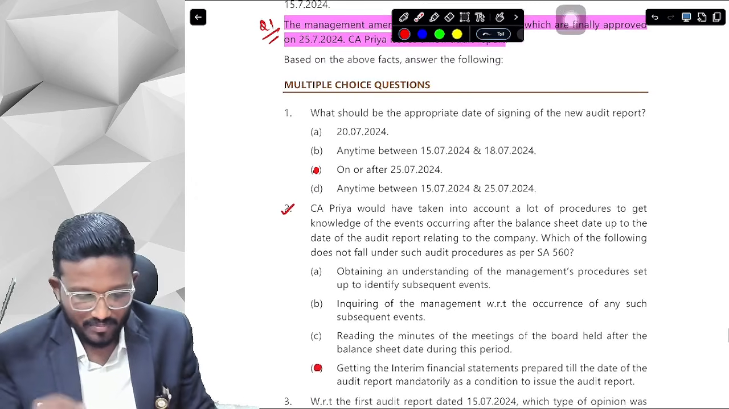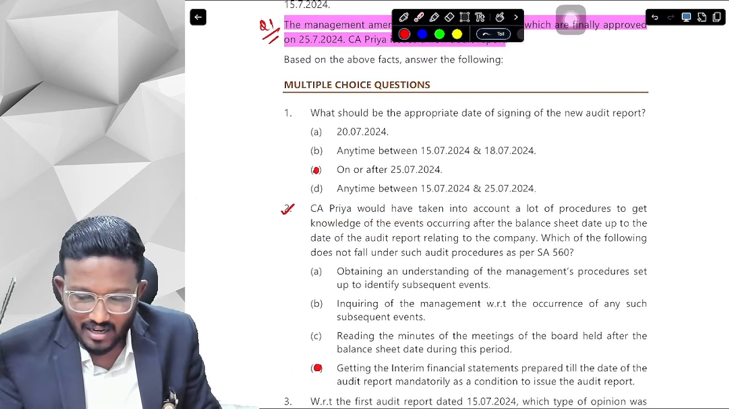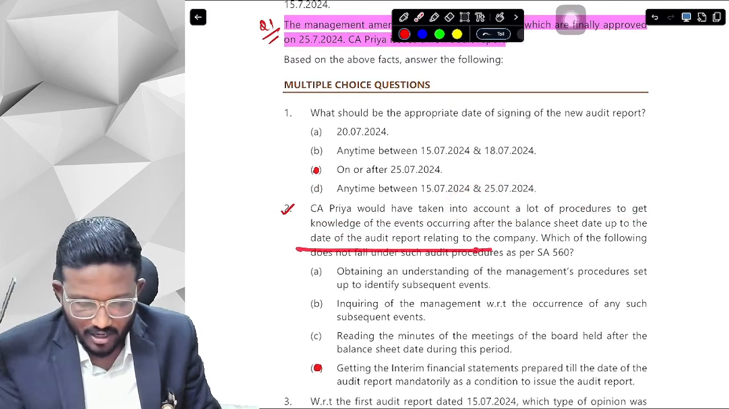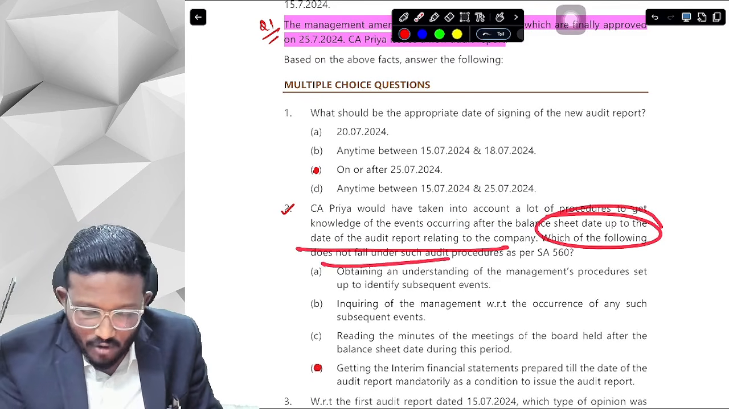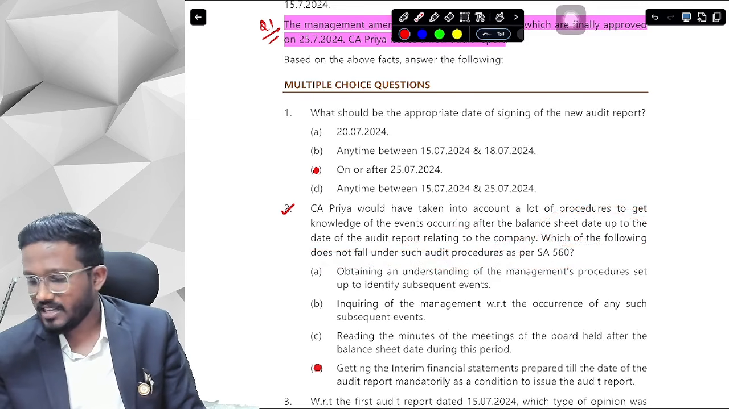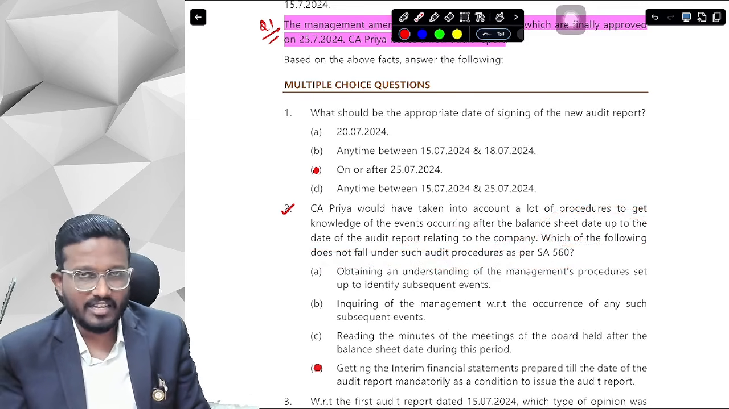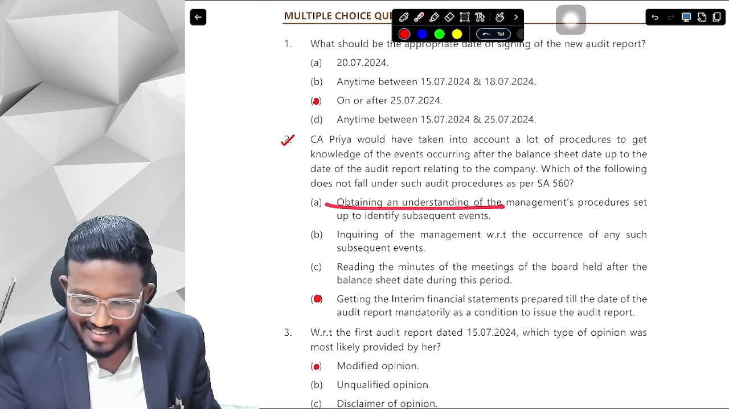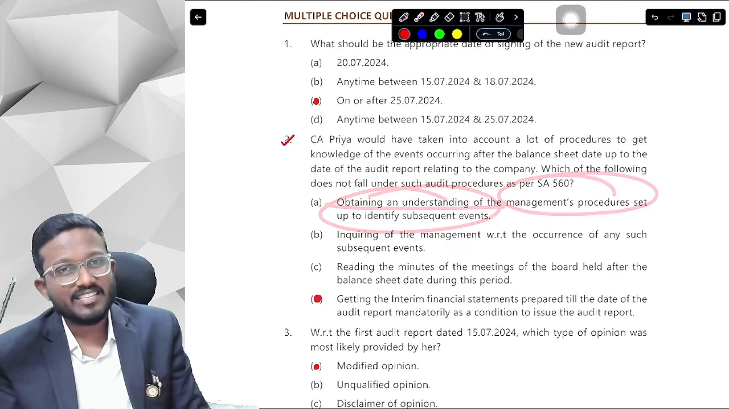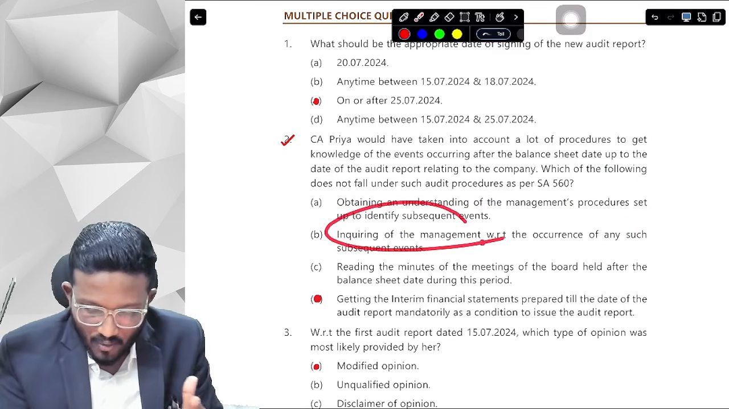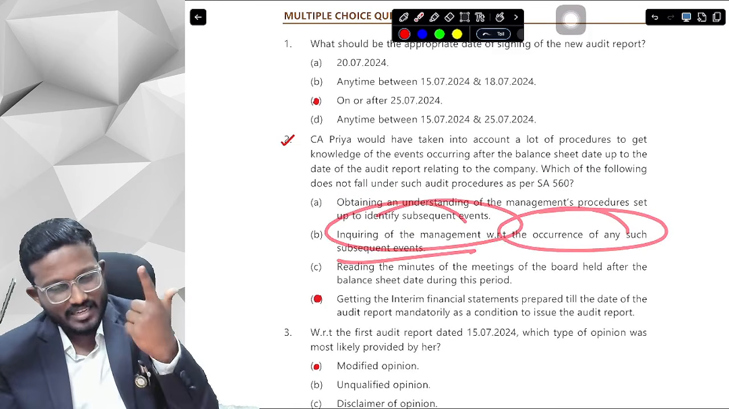Okay, yes sir. Now CA Priya would have taken a lot of procedures to get knowledge of the events occurring after the balance sheet date up to the date of the audit report. Which of the following does not fall under such procedures as per SA 560? So when we are performing audit procedures as per SA 560, which is not an audit procedure in the given options? First, we need to obtain an understanding of the management procedures set to identify the subsequent events. Obviously, we need to obtain the management procedures understanding. Secondly, we need to inquire of the management regarding occurrence of subsequent events. Yes, we need to inquire.